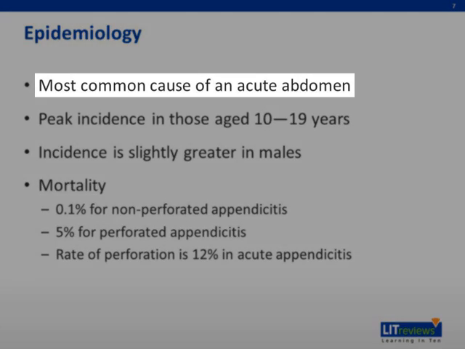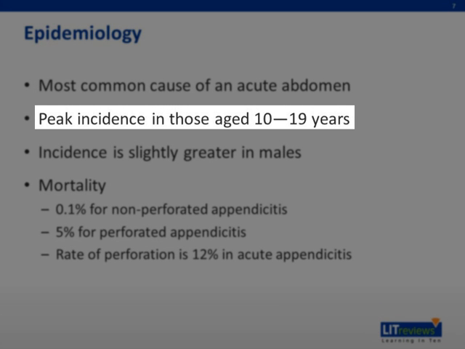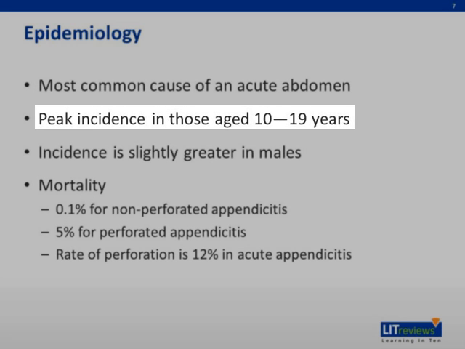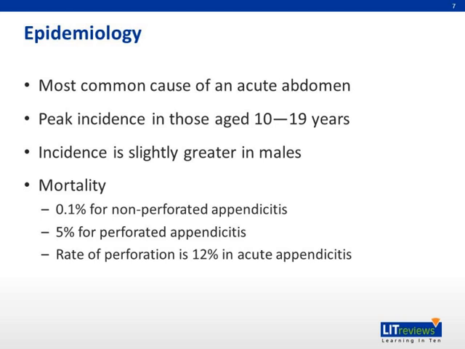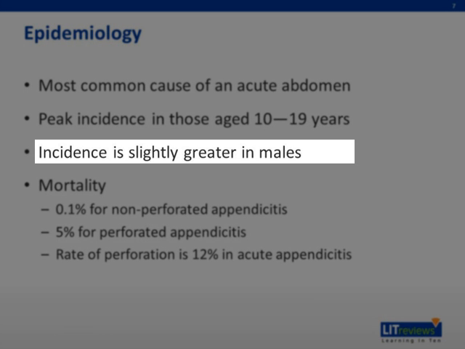Epidemiology. Globally, appendicitis is one of the most frequent causes of an acute abdomen, as well as one of the most common indications for abdominal surgery. In general, it has a higher incidence in individuals aged 10 to 19 years, with most cases occurring between 10 to 30 years of age. The incidence is also slightly greater in males than females.